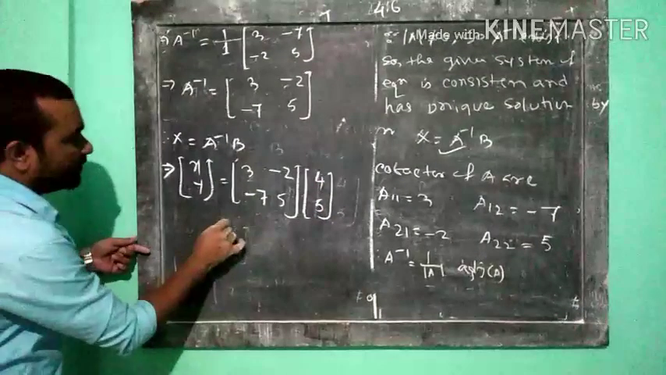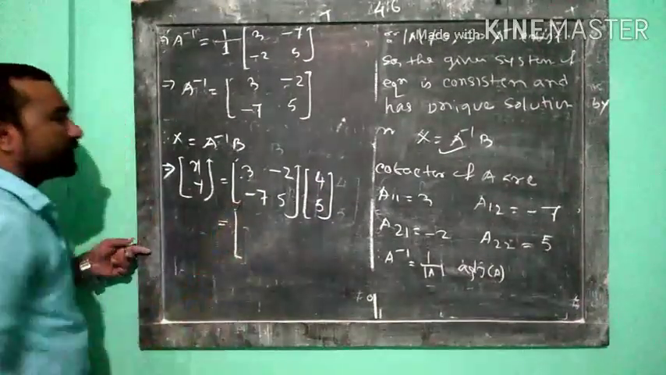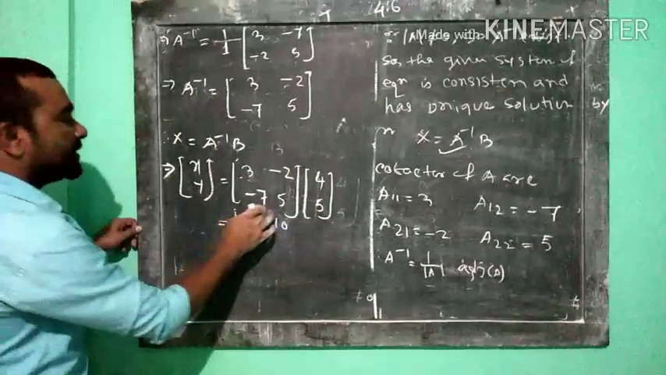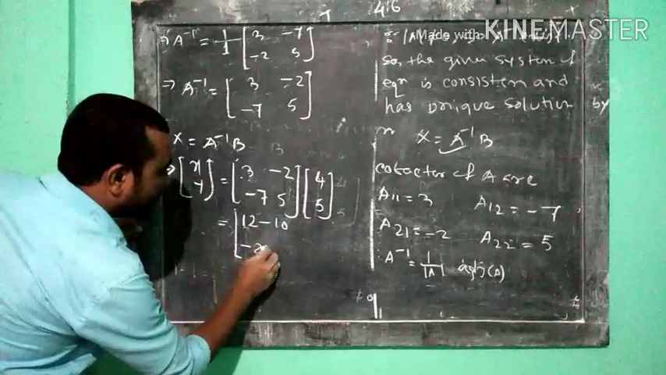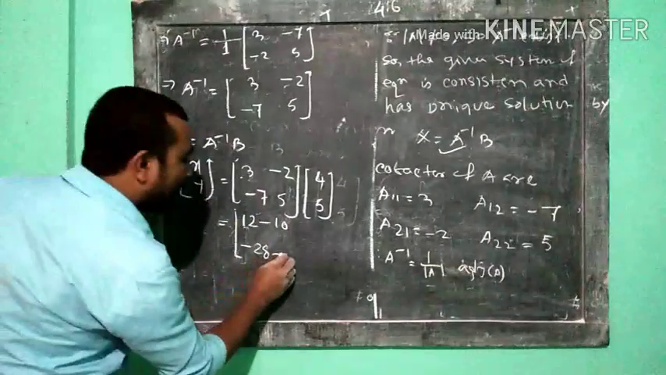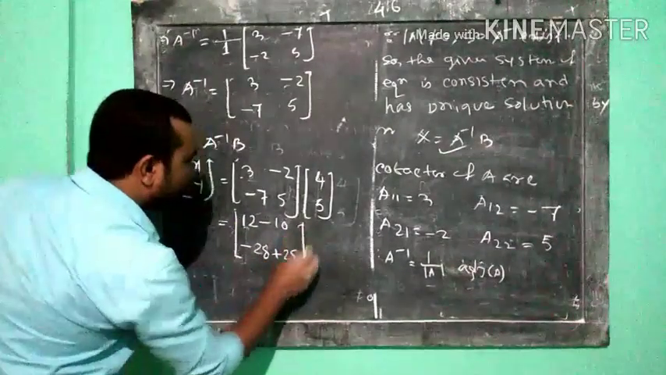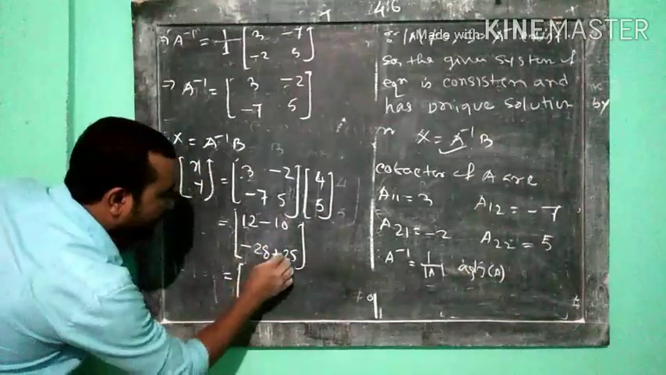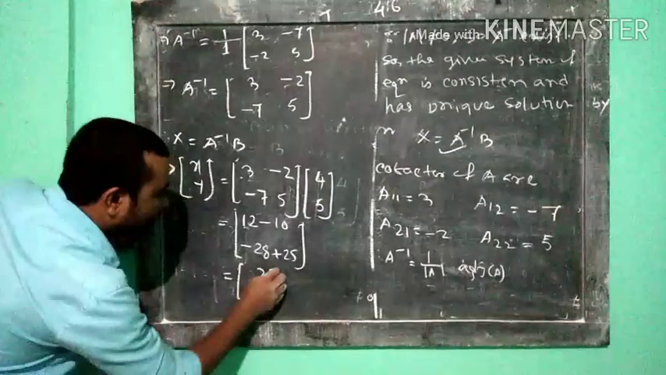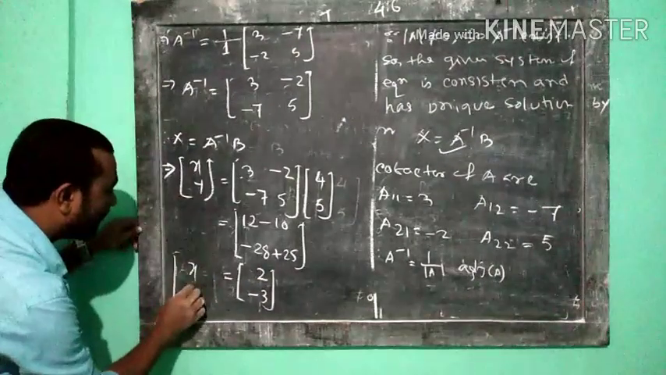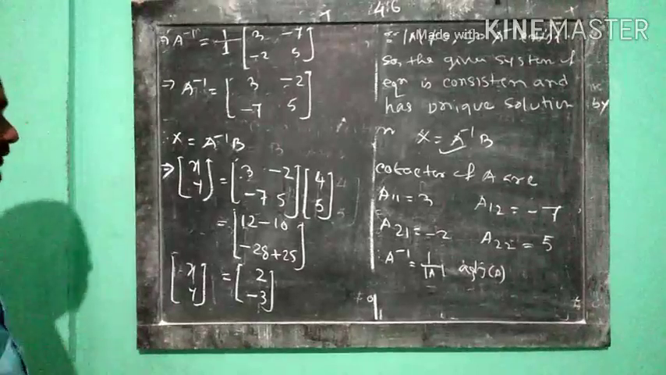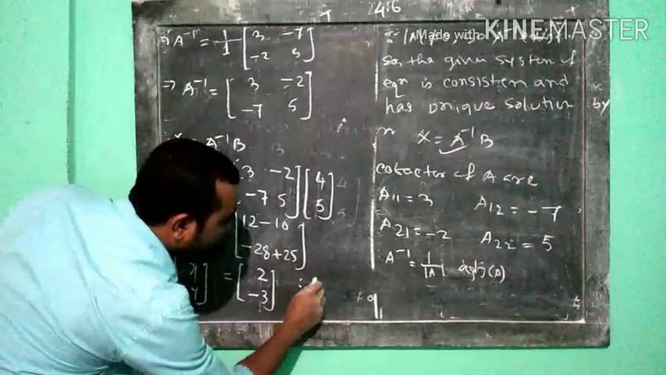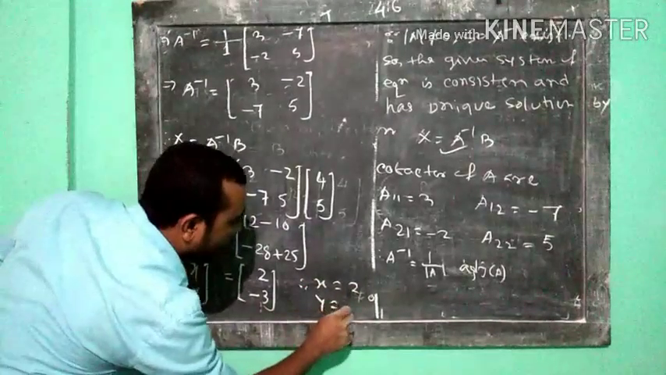So this is equal to what? If we multiply, then what do we get? 12 minus 10, and this is minus 28 plus 25. This can be written as 2 and minus 3. So what we get? We have here x, y. Therefore x equal to 2 and y equal to minus 3.